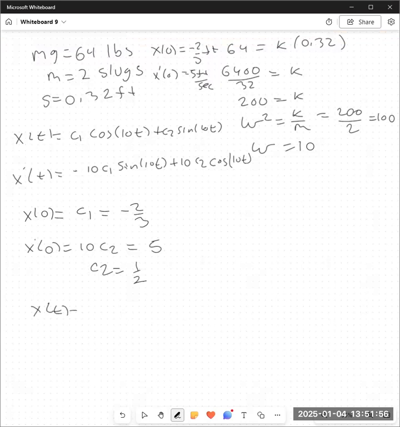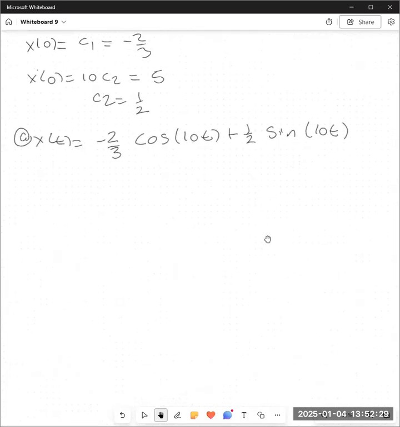So x of t for part A. This is one of the ways in which we want to write the equation. We'll have to write it a different way later, but for right now, it suffices to write this as c1 cosine of omega t plus c2 sine of omega t. We'll come back and write it in another way in just a little bit, because we won't want to have both sine and cosine going on when we are finding derivatives here. So we want to find the amplitude and period.